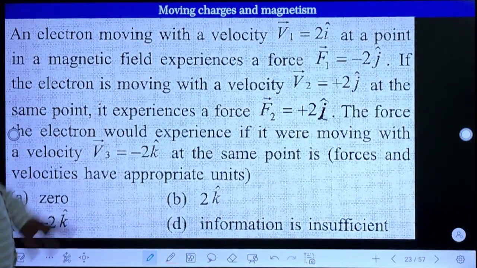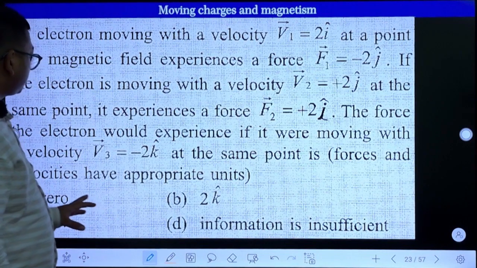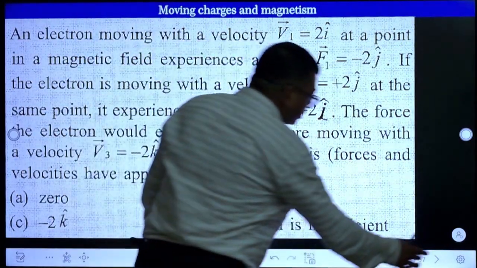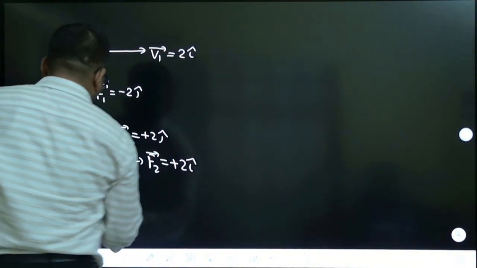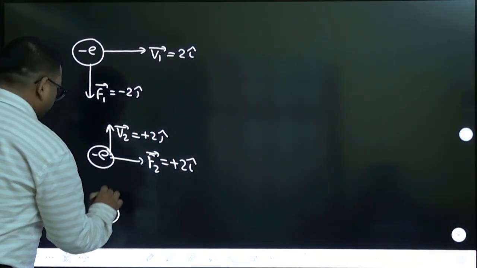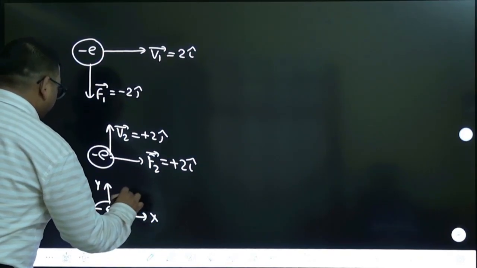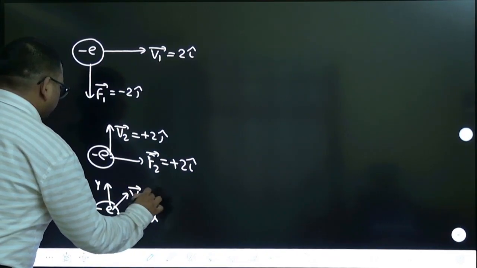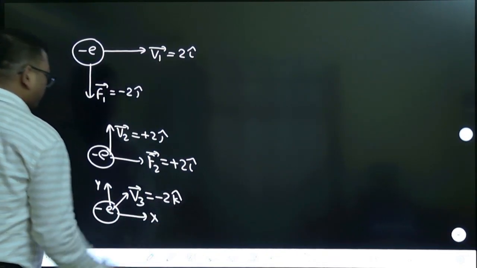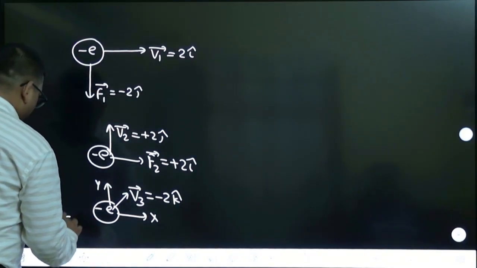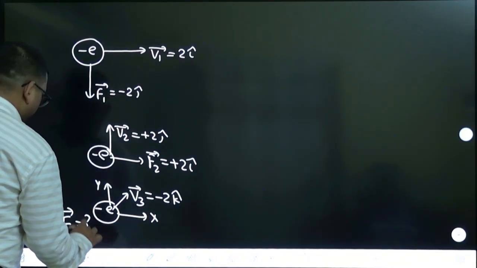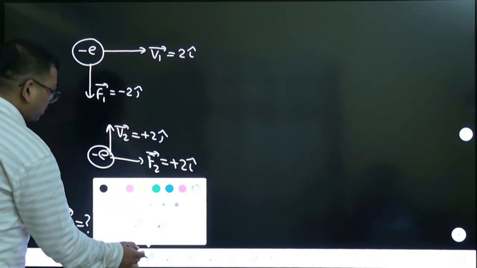What is the force the electron would experience if it were moving with a velocity of minus 2 k cap? So let us say now the velocity is minus 2 k cap. This is the x axis, this is the y axis, but it is inside. So the third velocity is minus 2 k cap. What is the force now on this? Assume that only a magnetic field is present.